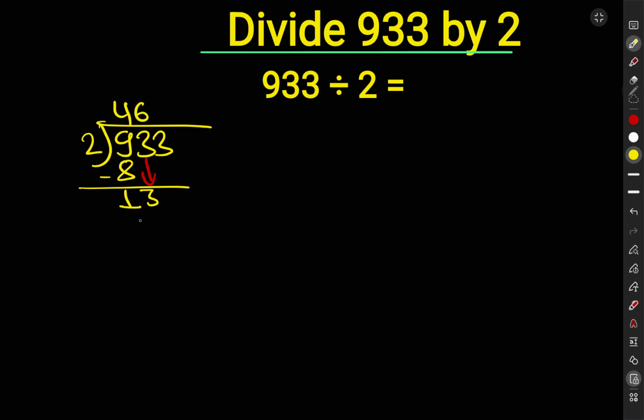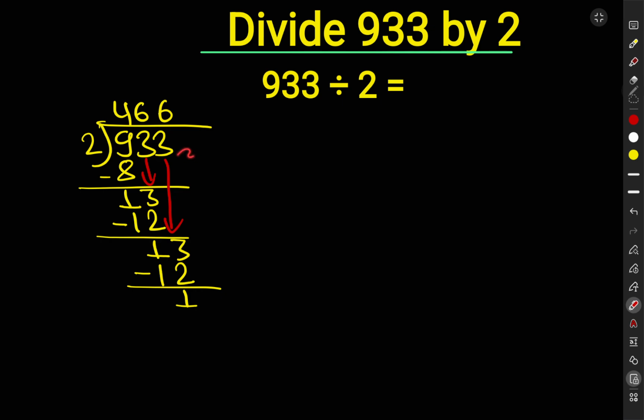So 2 times 6 is 12. On subtracting we get 1. So again we put down this 3 and it is 13. So 2 times 6 is 12. On subtracting we get 1.